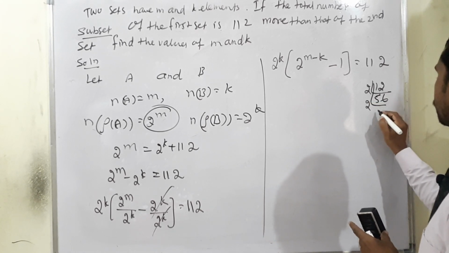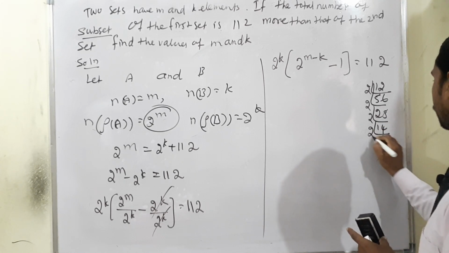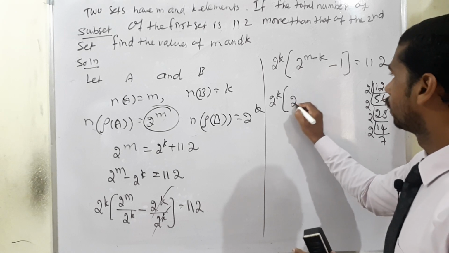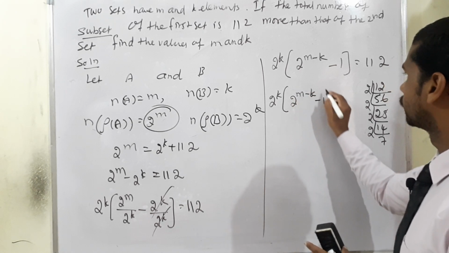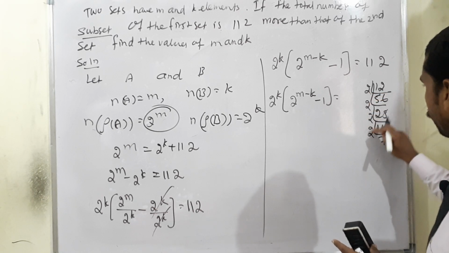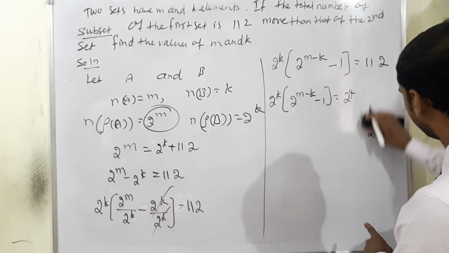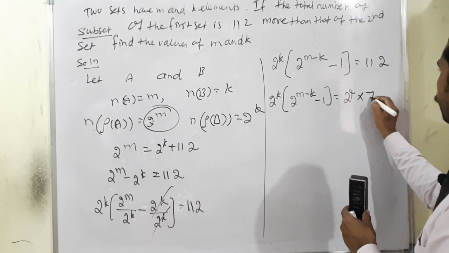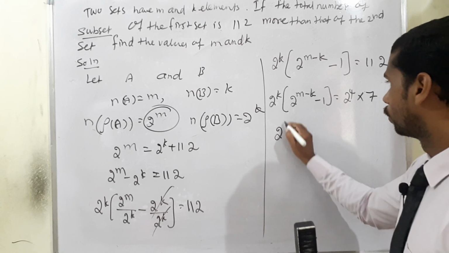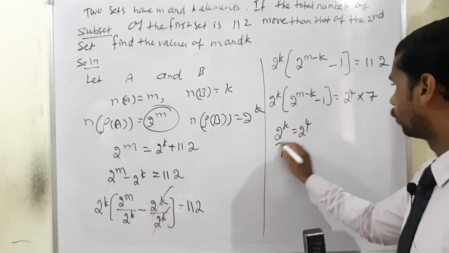Again 2 times means 28. Again 2 times means 14. Again 2 times means 7. Therefore, 2 power k, 2 power m minus k minus 1 is equal to 112. We can write it 1, 2, 3, 4. That means 2 power 4 into 7, isn't it? So 2 power 4 into 7. Now we are getting first 2 power k and 2 power 4. 2 power k is equal to 2 power 4 means we can write k is equal to 4.